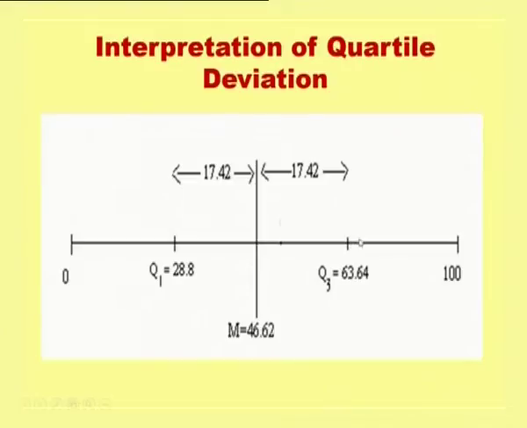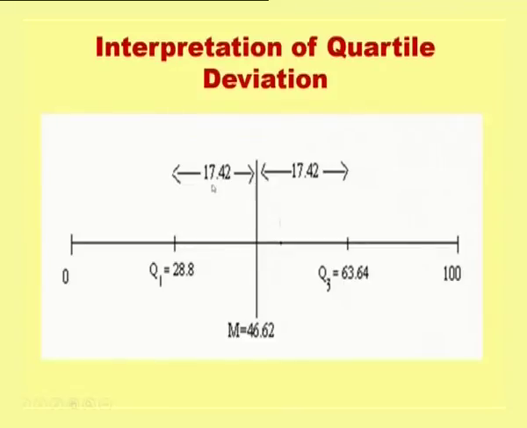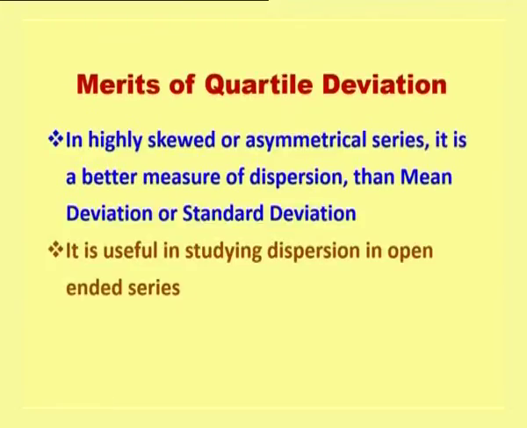Here is the median, the third quartile and the first quartile, and the difference from this point to this point is called the interquartile range. If you divide it by 2, that is called the quartile deviation. And now, what are the merits of quartile deviation? It is simple to calculate and easy to understand. You can look at the diagram, it is easy to understand, and it is not affected by extreme items.